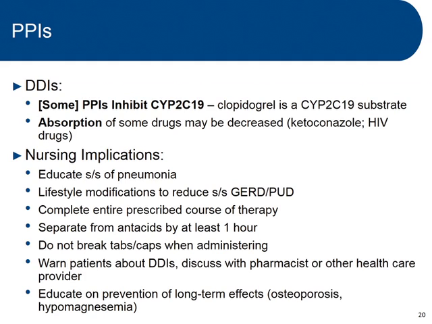Nursing implications: educating your patients on the signs and symptoms of pneumonia, potential lifestyle modifications, completing the entire prescribed course of therapy, and separating these medications from antacids by at least an hour. As well as educating on the prevention of long-term effects such as osteoporosis or even hypomagnesemia. That's another long-term effect I didn't mention before. But if you do have a patient that's going to be on these drugs long-term, making sure that they're educated on those long-term problems is important.